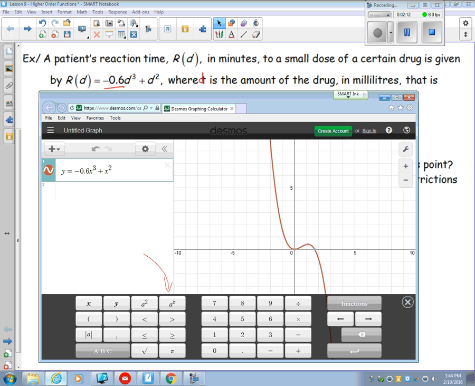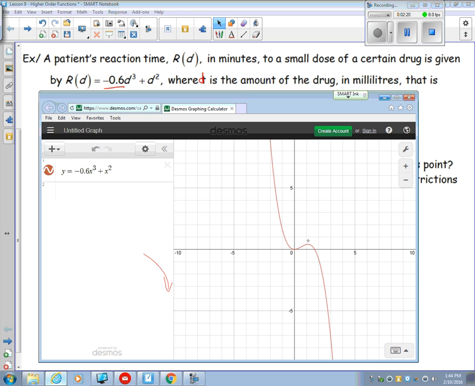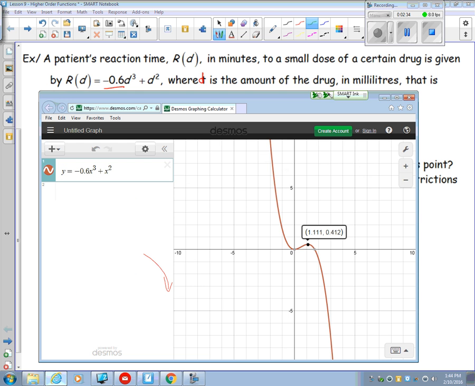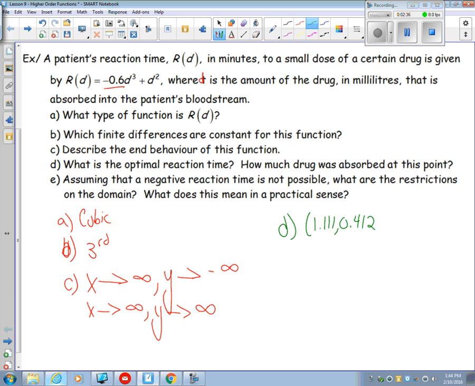And what do they want? They want to know the optimal reaction time. That'll be the best reaction time. So our best reaction time is the highest that this thing gets. On ours, it's going to be right there, that dot, right at the top. So 1.111 and 0.412. I'm going to write down those numbers so we remember what they are. 1.111 and 0.412. I believe that's what the numbers were. Just check. Yep.